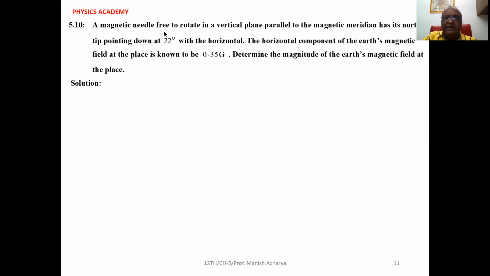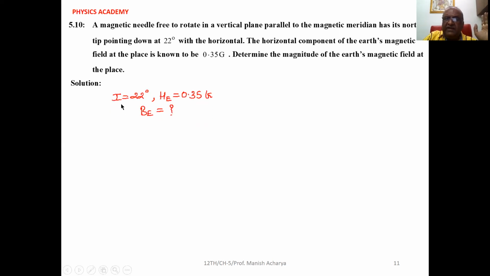5.10. A magnetic needle free to rotate in a vertical plane parallel to the magnetic meridian has its north tip pointing down at 22° with the horizontal. The horizontal component of the Earth's magnetic field at the place is known to be 0.35 Gauss. Determine the magnitude of the Earth's magnetic field at the place. Simple.